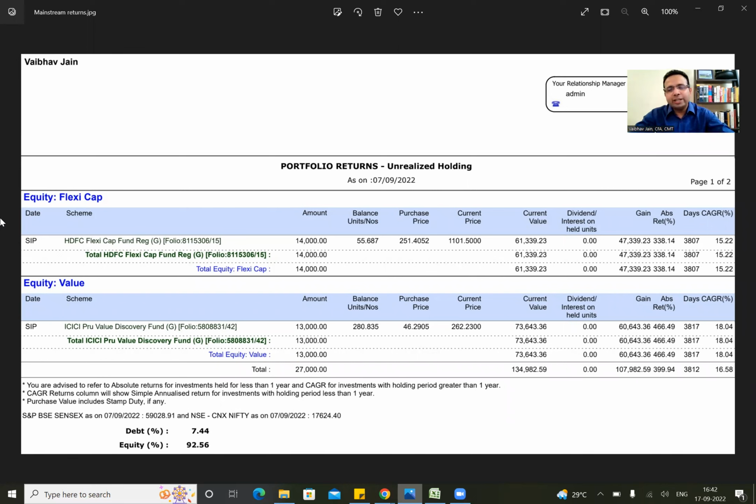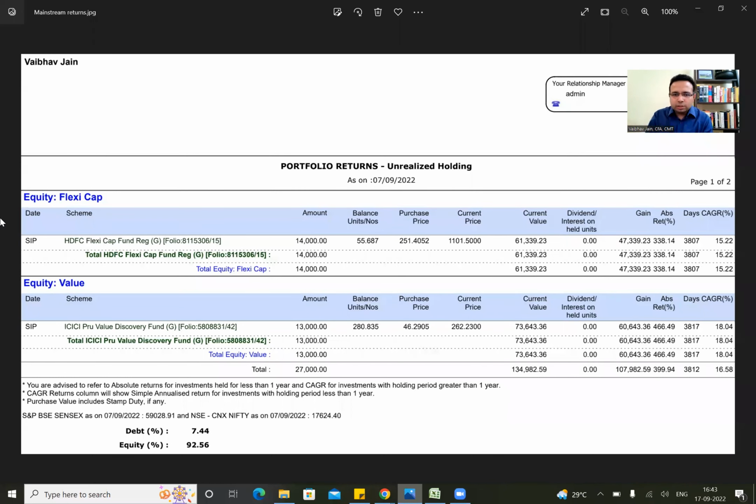But I never withdrew it, and I don't think I'm ever going to withdraw this 27,000 investment, which has now become, if you see the current value, 1,34,982, because this is just a token of reminder of how I started and probably where I'm going, how I am doing in my life. So if you see, I started off in September 2011, if I remember well. So it has been almost 11 years now.